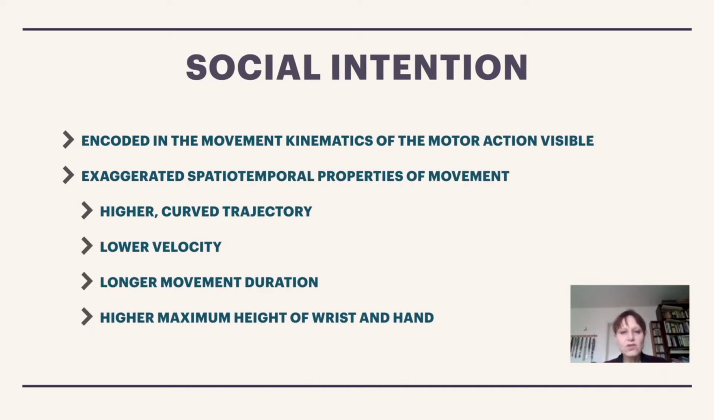So the idea is that social intention is encoded in the movement kinematics of the motor action. So it's directly perceivable from behavior, and is characterized by exaggerated spatial-temporal properties of the movement, like a higher curved trajectory of the arm reaching forward, lower velocity, longer movement duration, and higher maximum height of wrist and hand. And this social intention then will induce a sharing of information between the agent and the observer.